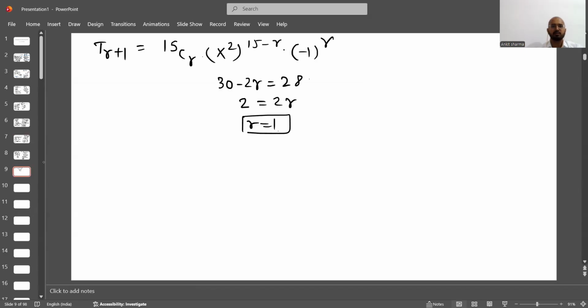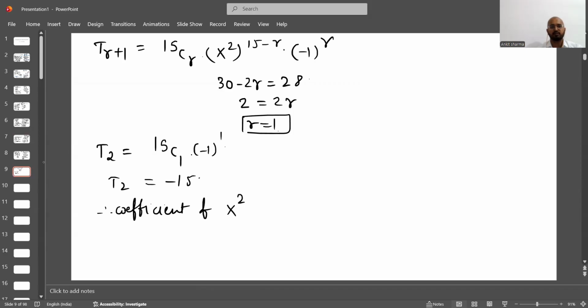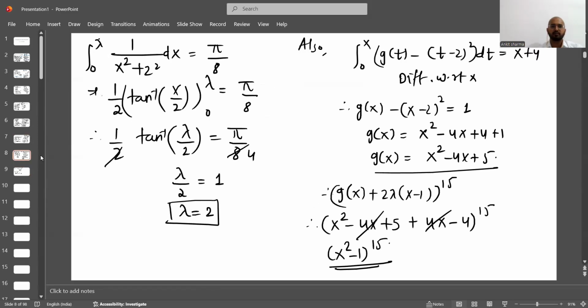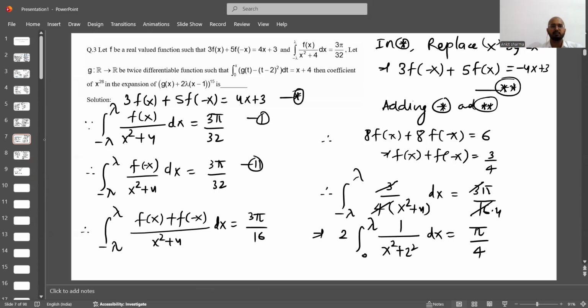So when r is equal to 1, just plug it here. This gives me T2 is equal to 15C1, then minus 1 to the power r. So that means we get here minus 15. Therefore the coefficient of x to the power 28 will be simply minus 15.